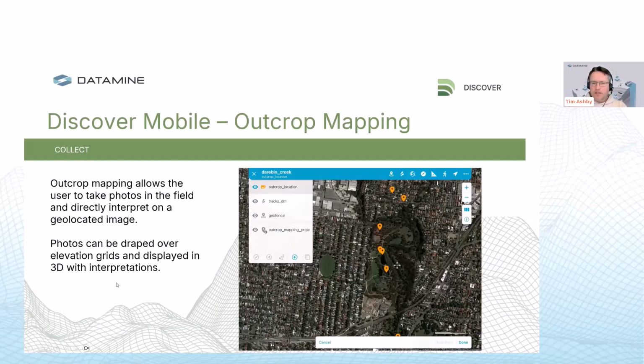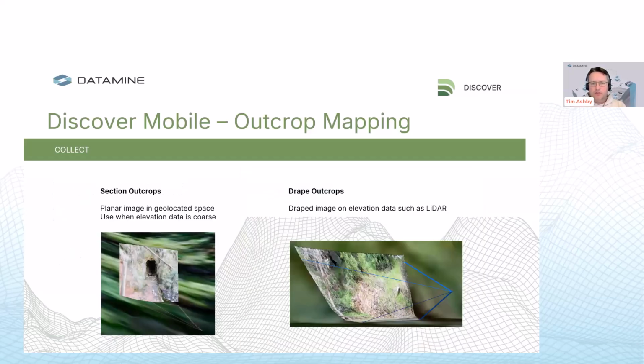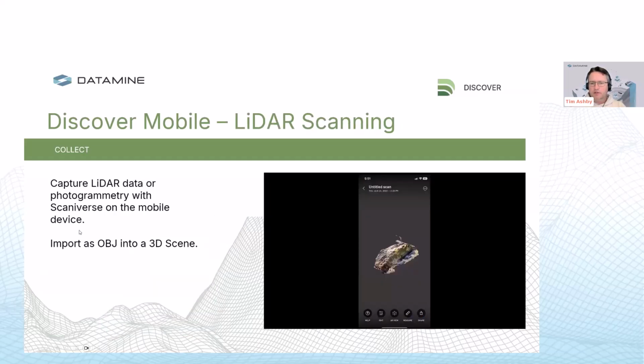And this is some examples of those outcrops. You've got two different types. You've got a planar one that'll just sit in 3D space on some sort of surface. You generally use that type if the elevation data is coarse. If you've got refined elevation data, such as LiDAR, you can drape it, so it gives you a more realistic feel and look.